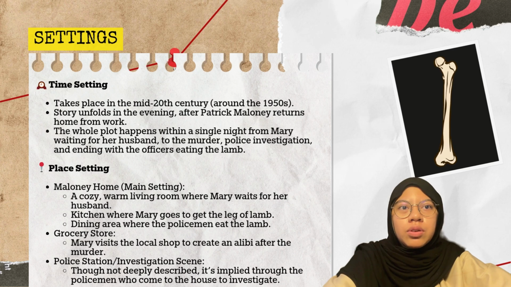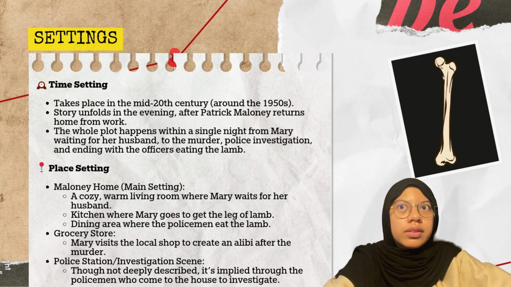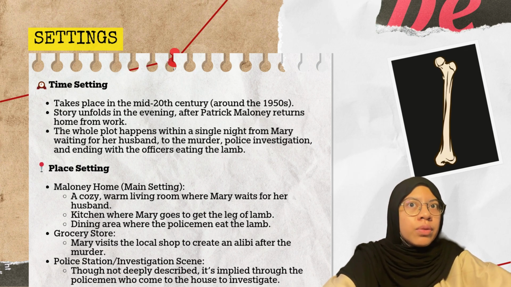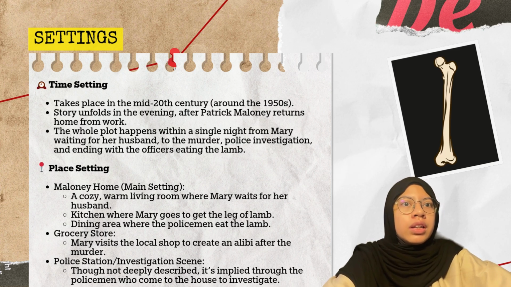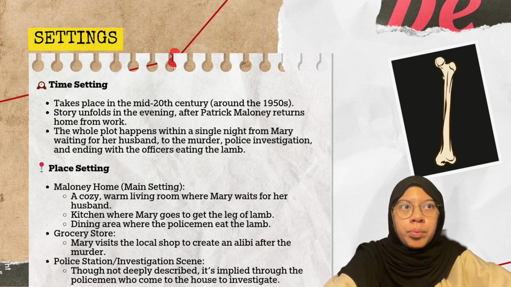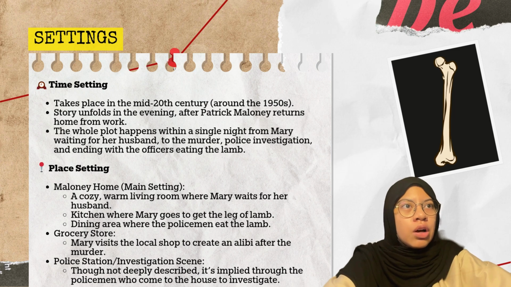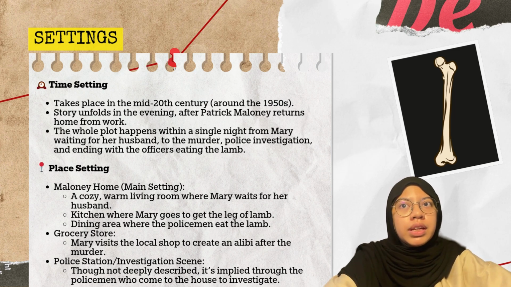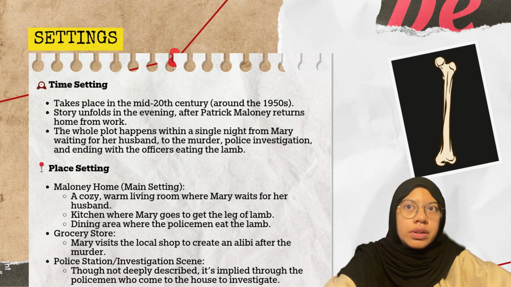Let's take a look at the settings of the story. Time setting. The story is set in the 1950s, which we can tell from the way the characters live, the furniture, and the way Mary Maloney waits for her husband at home. It reflects a typical household of that period. The events of the story also take place over the course of one evening, from the moment Patrick comes home from work until the detectives finish their investigation.